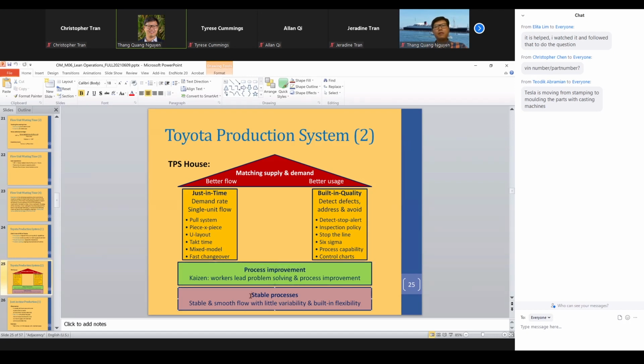The second foundation is we try to smooth out the flow, right? We try to produce at a relatively constant production rate with little variability. And we should have the built-in flexibility. The built-in flexibility is right there in the fast changeover, right? So that we can deal with a mixed model. And with the mixed models, we can do the smooth flow. Okay, so that's the main idea of what they do at Toyota. Right? We call it a TPS house.